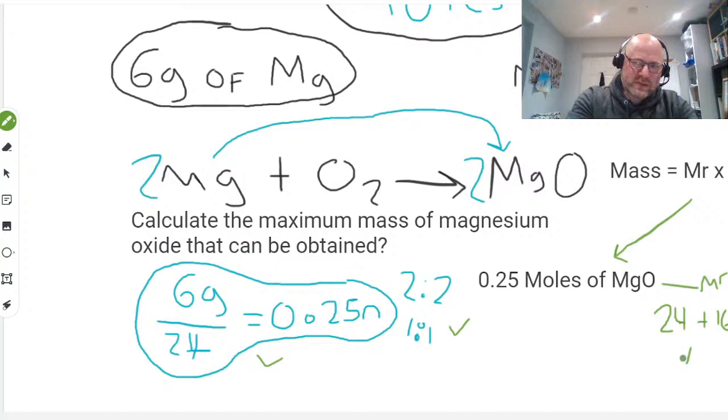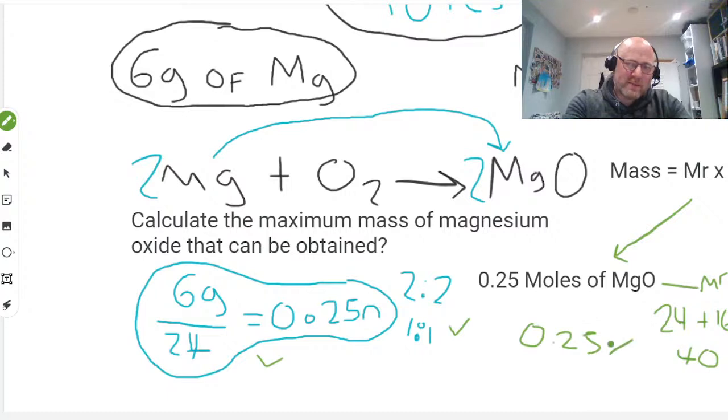The Mr is 40. So you're going to do Mr times moles, 0.25 times 40. You divide with the first one, then you do the ratio to work back to the mass, and we go 0.25 times 40. I should be making 10 grams of magnesium oxide, and that's our answer.